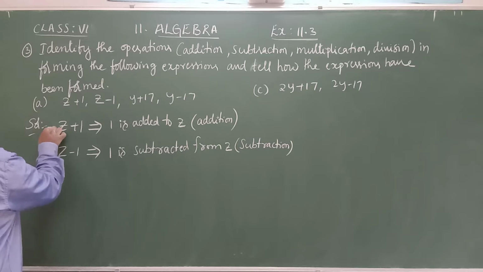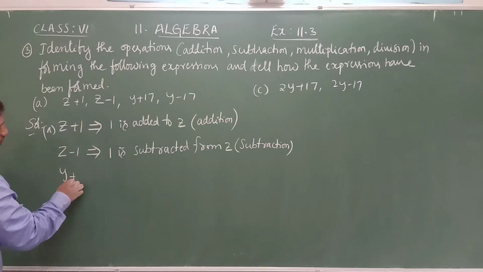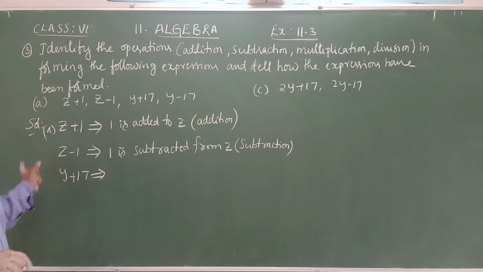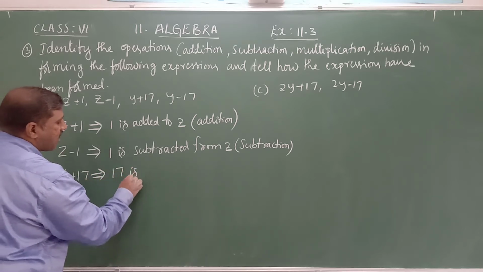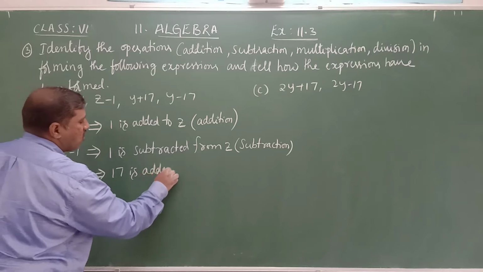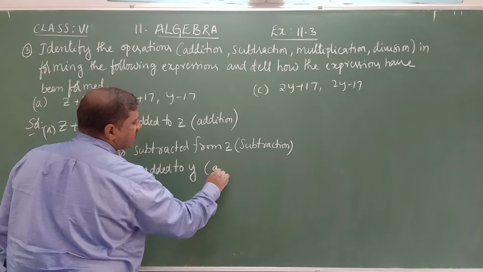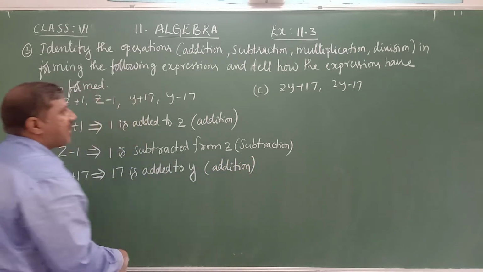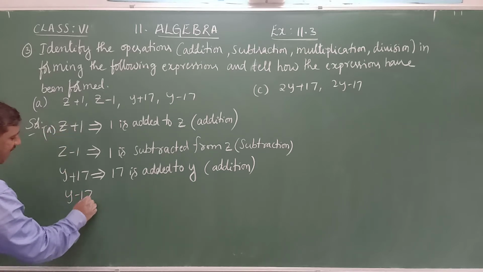Now we have y plus 17. What does it mean? 17 is added to y. Added to y means which one is the arithmetic operation? It is addition. Then we have y minus 17.